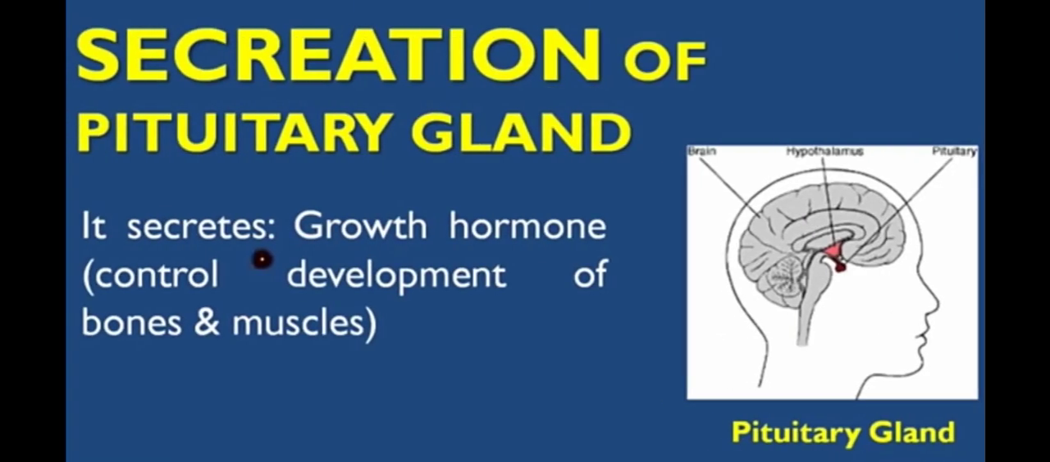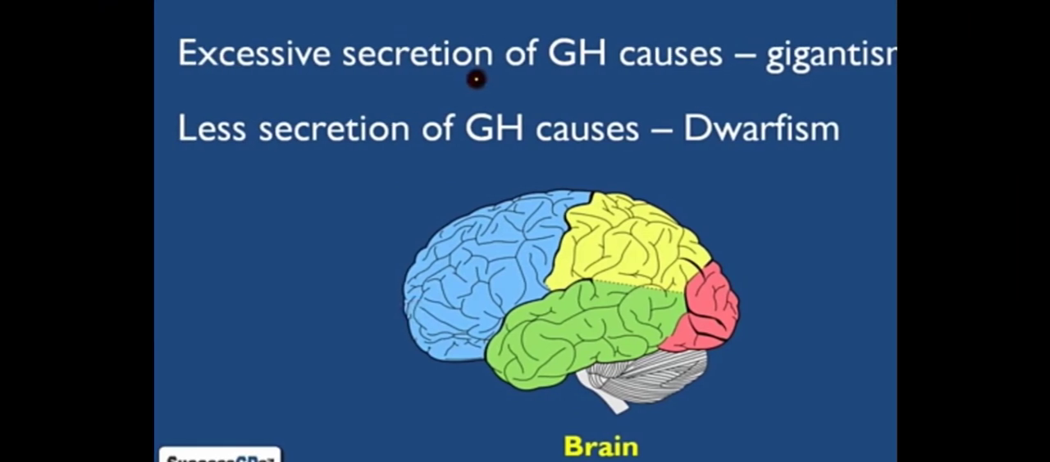The pituitary gland secretes growth hormone. The function of growth hormone is the control and development of bones and muscles. If there is huge secretion of growth hormone, it causes gigantism. And if there is less secretion of growth hormone, it causes dwarfism.